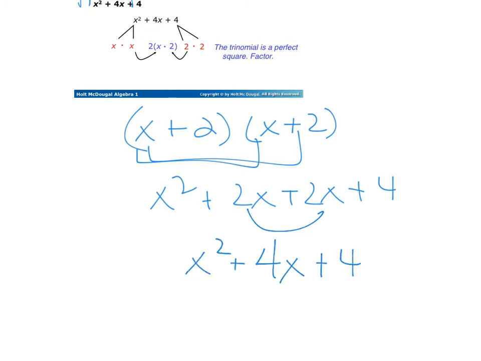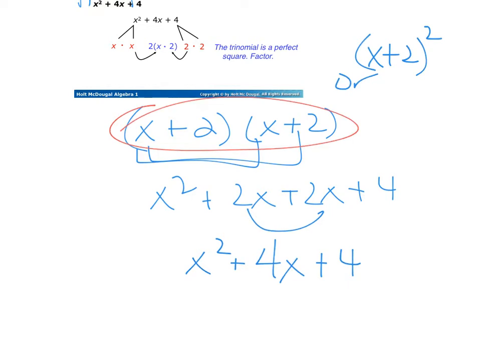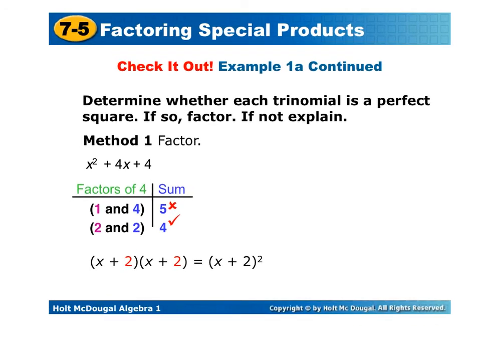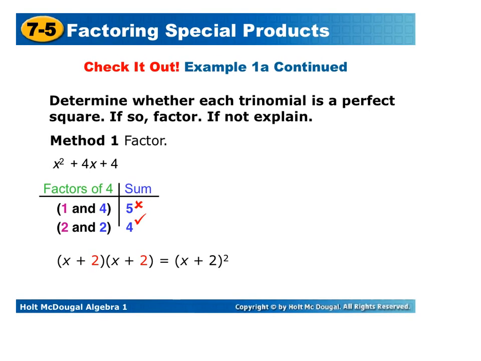And the answer would be x plus 2 to the second power, or you could just say it like this. Try another one. Here they're doing it just the factoring way, and you can do it that way also. So yesterday, when you did this, x squared plus 4x plus 4, we were looking for the factors of this that would add to give me 4.